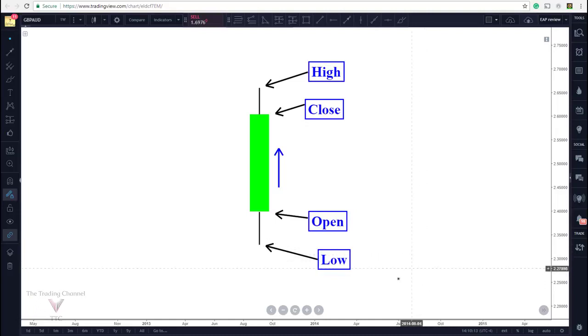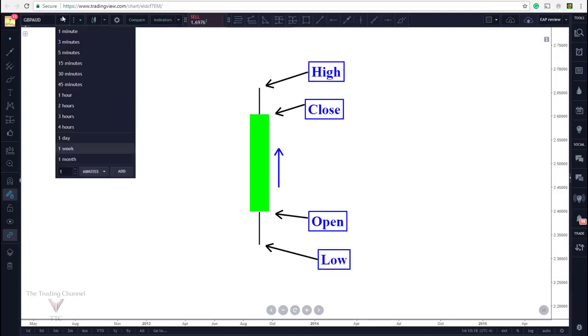Well, each one of these candlesticks represents a specific time period. If I click over here on time periods, you can see that we have time periods ranging from 1 minute all the way to 1 month. So with that being the case, if we were to click the 1 minute chart, then each candlestick would represent 1 minute or 60 seconds of price action.